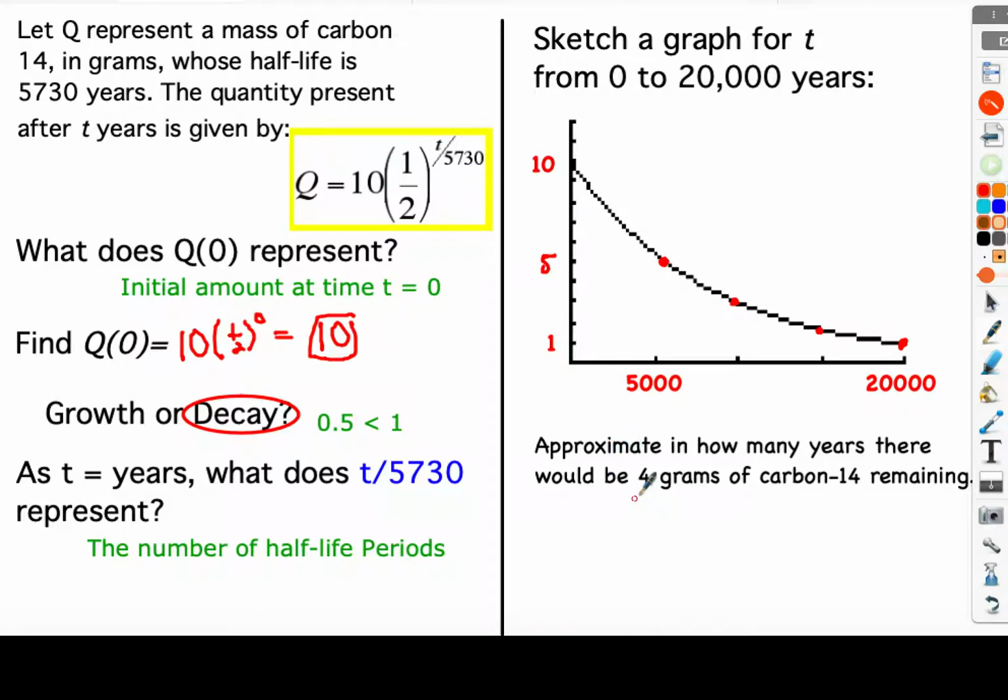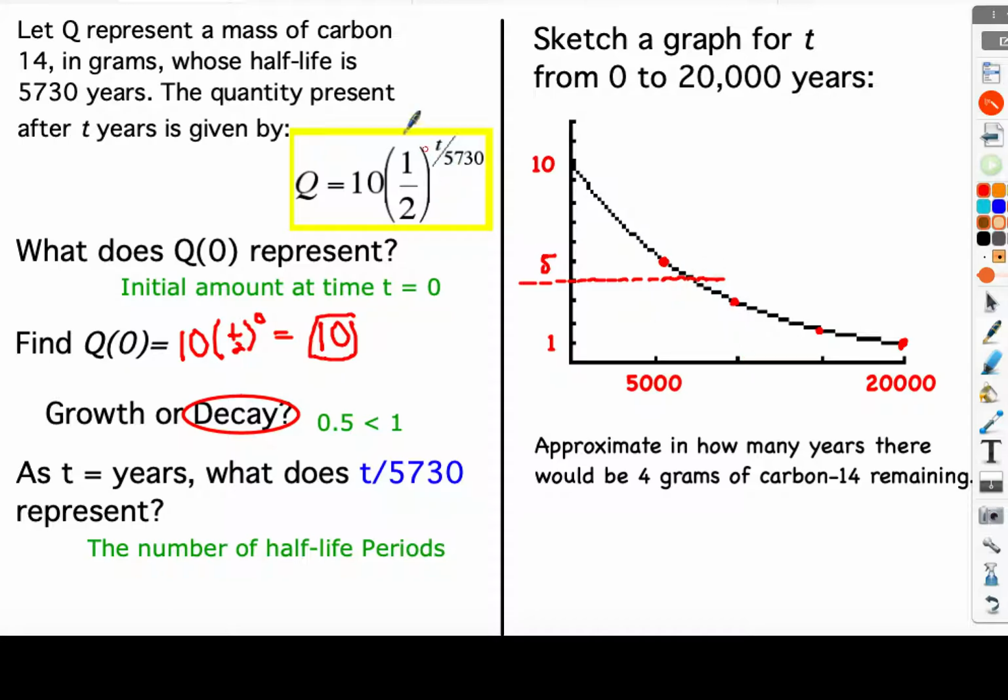But notice down here at the bottom, approximate how many years. Find x, or find t, for when that would leave us with just 4 grams. Well, we can approximate that. 4 grams is going to be somewhere in this area, so I'm guessing somewhere between 5,000 and 10,000. But again, I don't know exactly where that is.